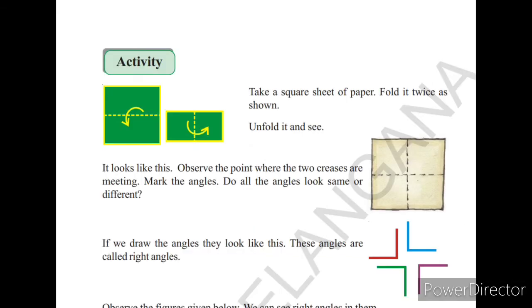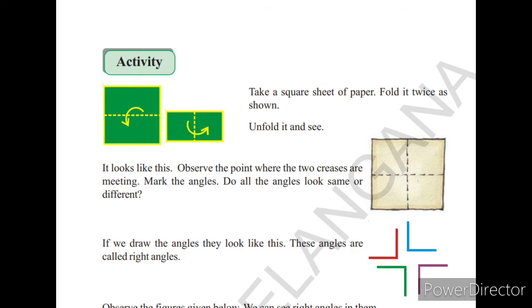Okay. Activity: take a square sheet of paper, fold it twice as shown. Unfold it and see. It looks like this. So in the picture you can see, if you fold a paper two times and open it again, then you can see the markings of the lines. Wherever you fold it, you can see that mark on the paper. It looks like this. The picture is given in the textbook.